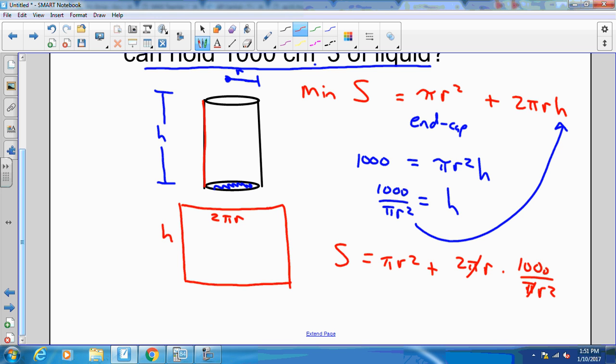And I have the good fortune that the pi's cancel and one factor of r cancels, so that when the dust settles, I get pi r squared plus 2 times 1,000 over r. And that is my surface area function as a function of radius r. Question: what's the domain? What is the smallest value that I can have for the radius r? Zero. Close to 0, right? Any value up to but not including 0, right?